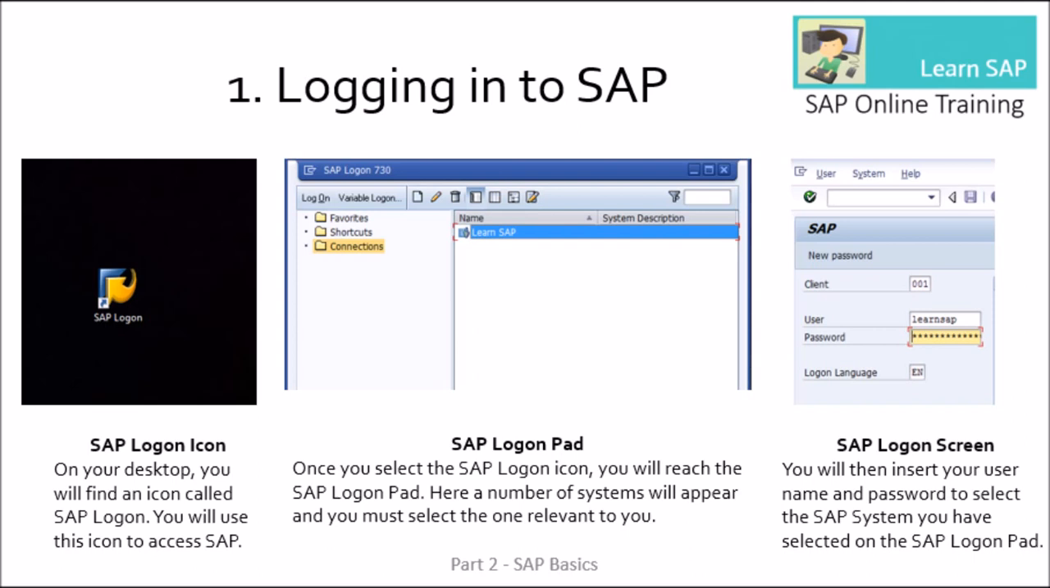Logging into SAP. On your desktop, you will find an icon called SAP Logon. You will use this icon to access SAP. Once you select the SAP icon, you will reach the SAP Logon pad. Here, a number of systems will appear, and you must select the one relevant to you. You will then insert your username and password to access the SAP system you have selected on the SAP Logon pad.